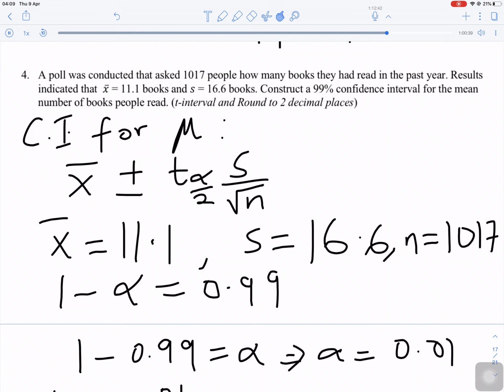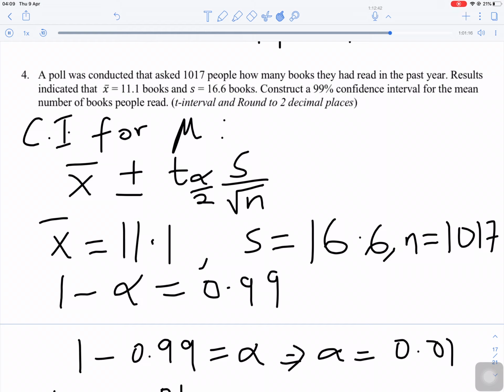Now results indicated a mean of 11.1 books. So after taking that sample, the mean number of books read is 11.1 books, and the standard deviation is 16.6 books. Construct a 99% confidence interval for the mean number of books people read. So the mean number of books people read is our population mean.